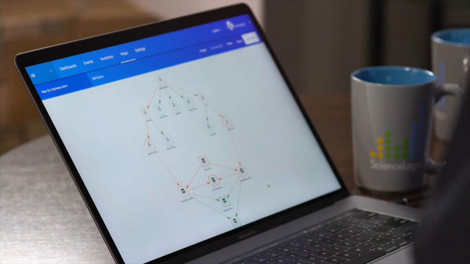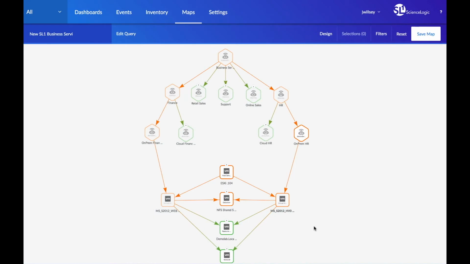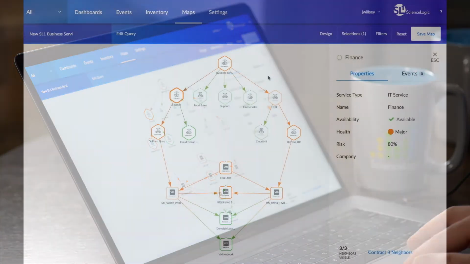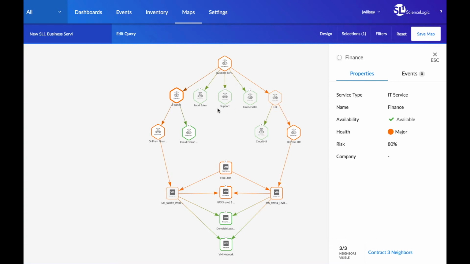So here what we have is a view that an operator might be looking at to work on solving the problems and understanding how everything's tied together. Okay. So what we have here is the business service that has some problems with the HR and finance. As you can see, they're orange instead of green. Right? Green means everything's good.